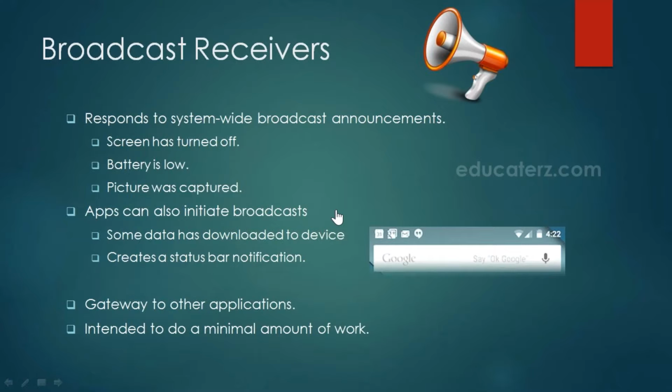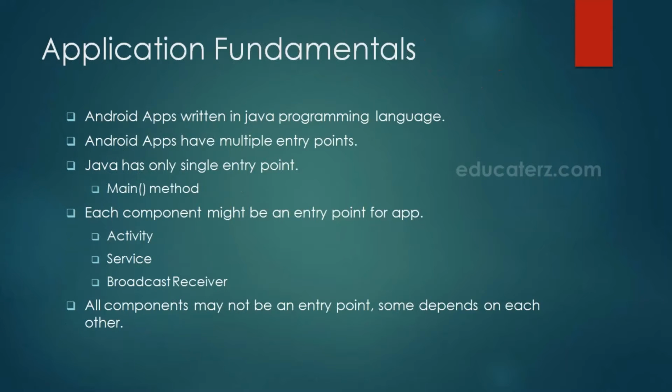So this is about your application components. Now just have a look at them. Android applications are written in the Java programming language, whereas Java has a single entry point called the main method, but in Android we have multiple entry points. That can be any of your application components, like an activity, a service, or a broadcast receiver. All the components need not be an entry point. Some may depend on another one. For example, an activity may be your entry point, and the service runs in the background to populate data on that activity. So they also work together to perform a task. This is all about your application components.